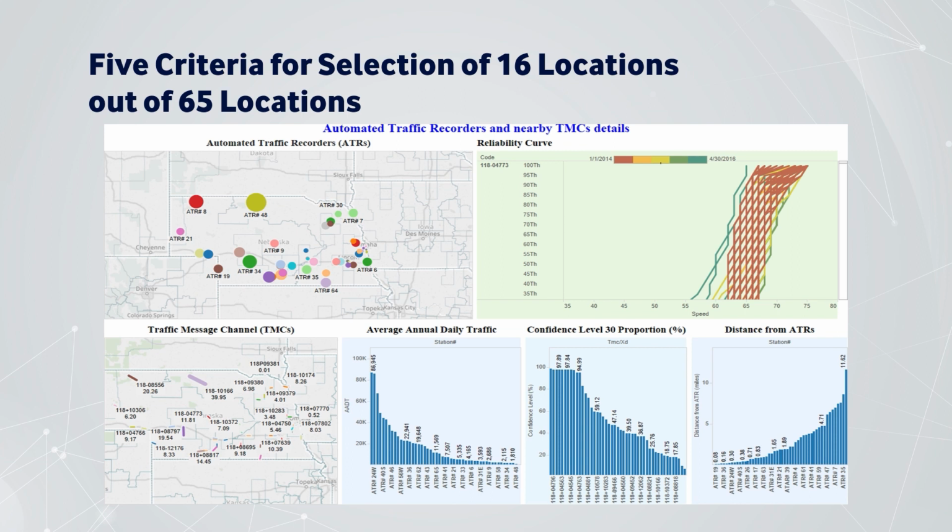On the top left side, you can see the automated traffic recorders. If you select one of the traffic recorders, you can see the reliability curve for that, which we have taken based on the CDF distribution curve. And then we have also considered the traffic message channel, TMCs. For that particular traffic recorder, we will be able to see the average annual daily traffic data, the confidence level 30 proportional data, and the distance from the ATR mid location. So based on the 5 different criteria, we have selected these locations.